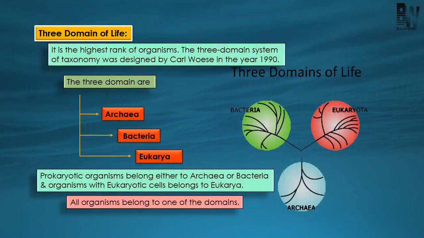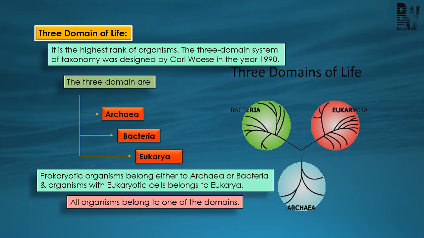Next, coming to diversity in living organisms. Till now about 1.7 to 1.8 million living organisms have been identified or described so far, and all these living organisms are studied under the three domains of life. This three domain system of life was first designed by Carl Woese in 1990, and the domain is considered to be the highest rank of organism in any system of classification. The three domains of life are bacteria, archaea and eukarya.